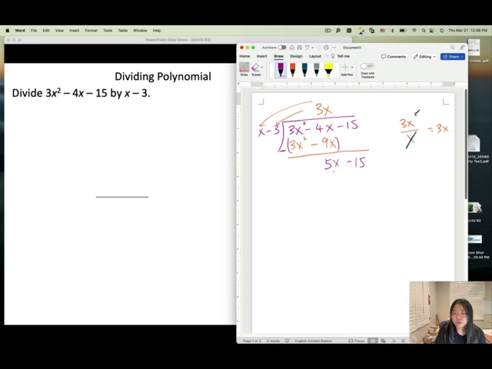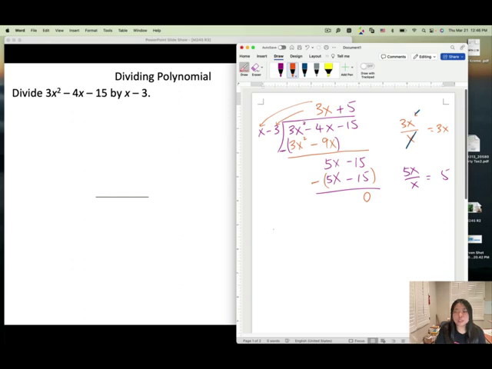Okay, one more time. We're going to write down the first term. I have a 5x here. First term of this guy, that will be the x. So divided, you're going to get the 5. So that means I'm going to multiply plus 5 here. So do the same thing. 5 times x, you're going to get 5x. 5 times negative 3, you're going to get negative 15 here. Okay, then double check. I have the minus here. So 5x minus 5x equals 0. Negative 15 minus negative 15, that's equal to 0. So that's no remainder here.